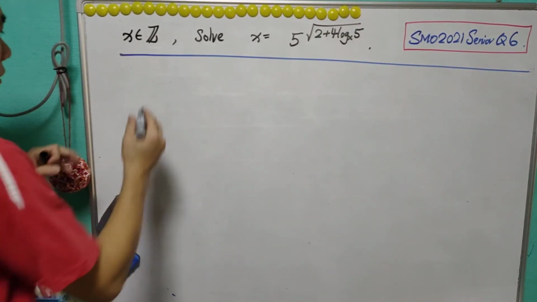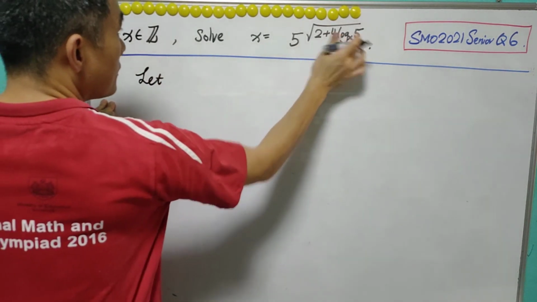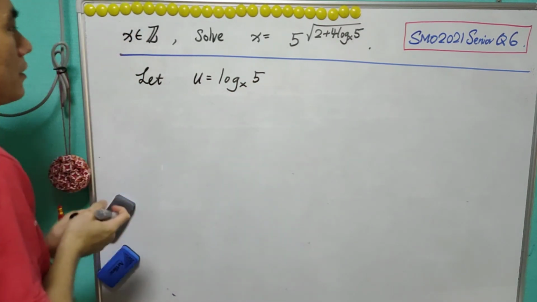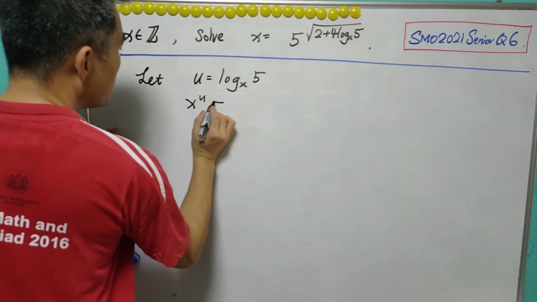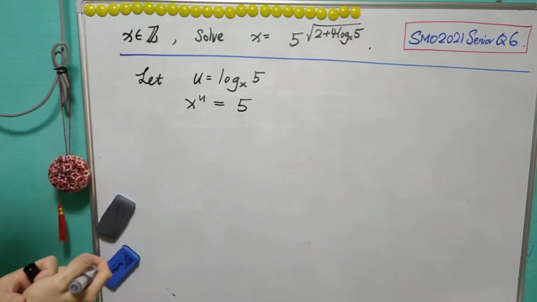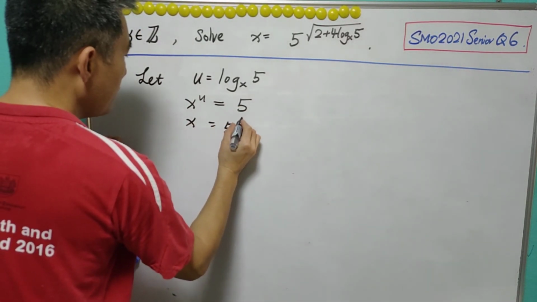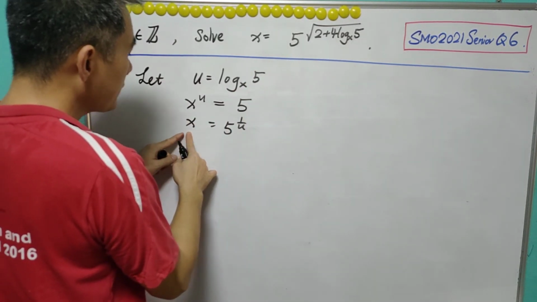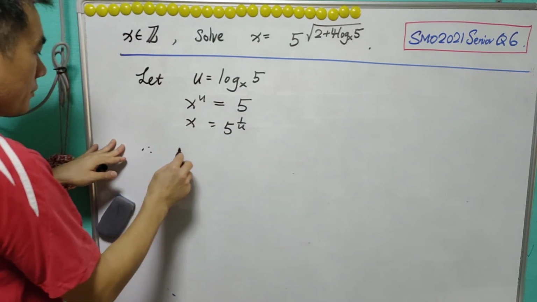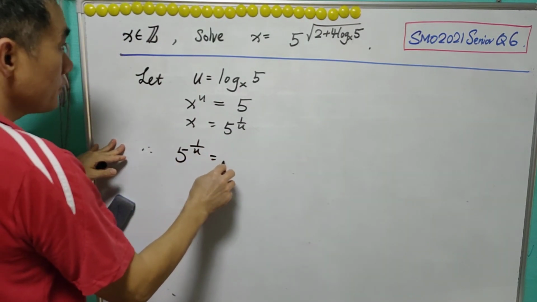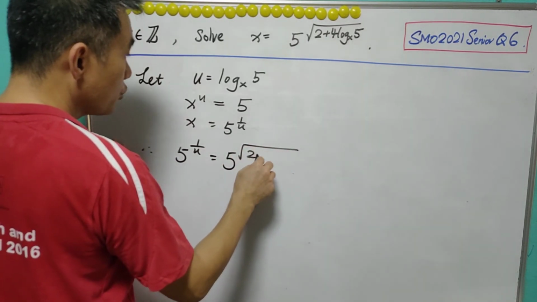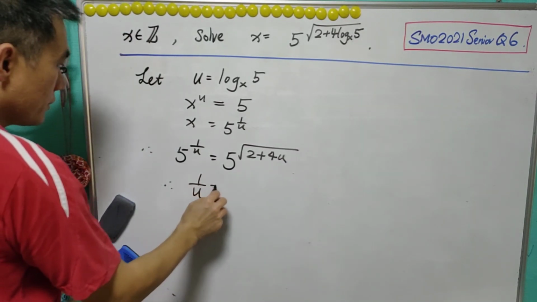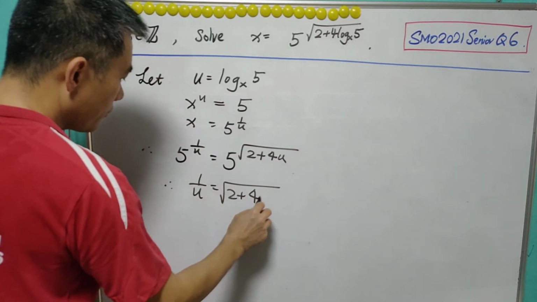Now for this question, usually we will start by letting u equal log base x of 5. With this, x to the power of u will equal 5. So x will equal 5 to the power of 1 over u. Since x is given as such, and now we find x equals 5 to the power of 1 over u, it means that 5 to the power of 1 over u equals 5 to the power of square root of 2 plus 4u. And we have 1 over u equals the square root of 2 plus 4u.